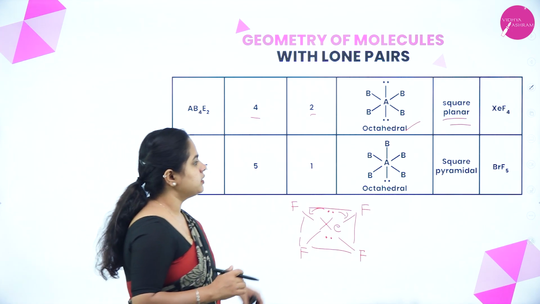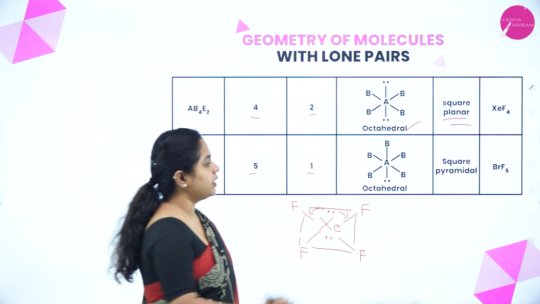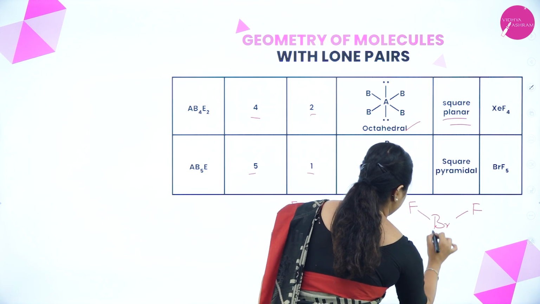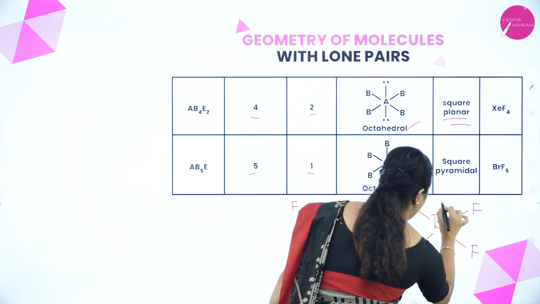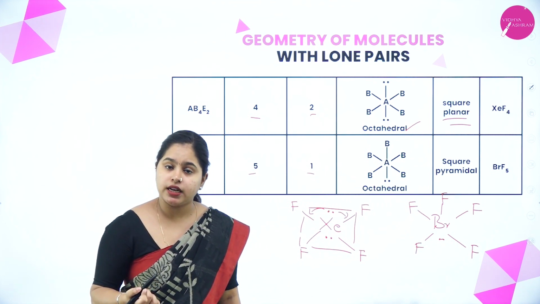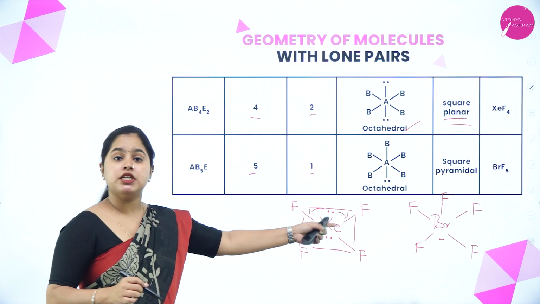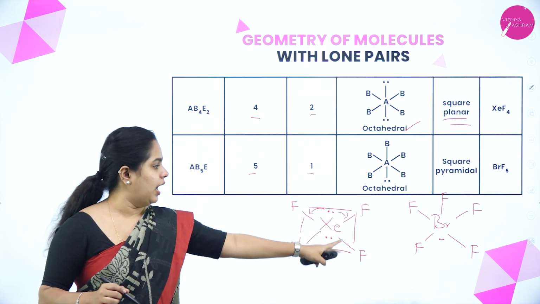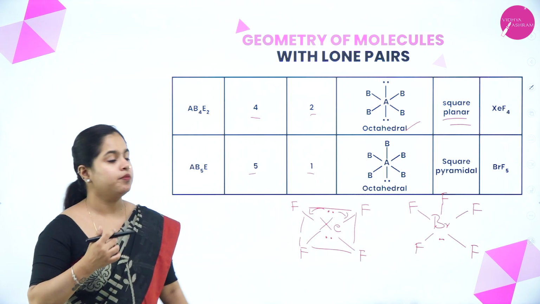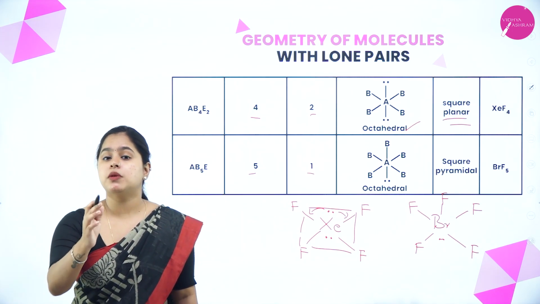Now, moving on to the last one, that is 5 bond pairs and 1 lone pair, right? Let's take the example of the BrF5 molecule. 1, 2, 3, 4 and 5 are here, and a lone pair of electrons, right? What is the number of valence electrons in bromine? It is 7, right? 1, 2, 3, 4, 5, 6, 7. That means 5 of them are taking part in bond formation, and the other 2 are present as a lone pair. So, 5 bond pairs are there and 1 lone pair on the central atom. So, 5 plus 1 is 6. Again, what must be the geometry here?